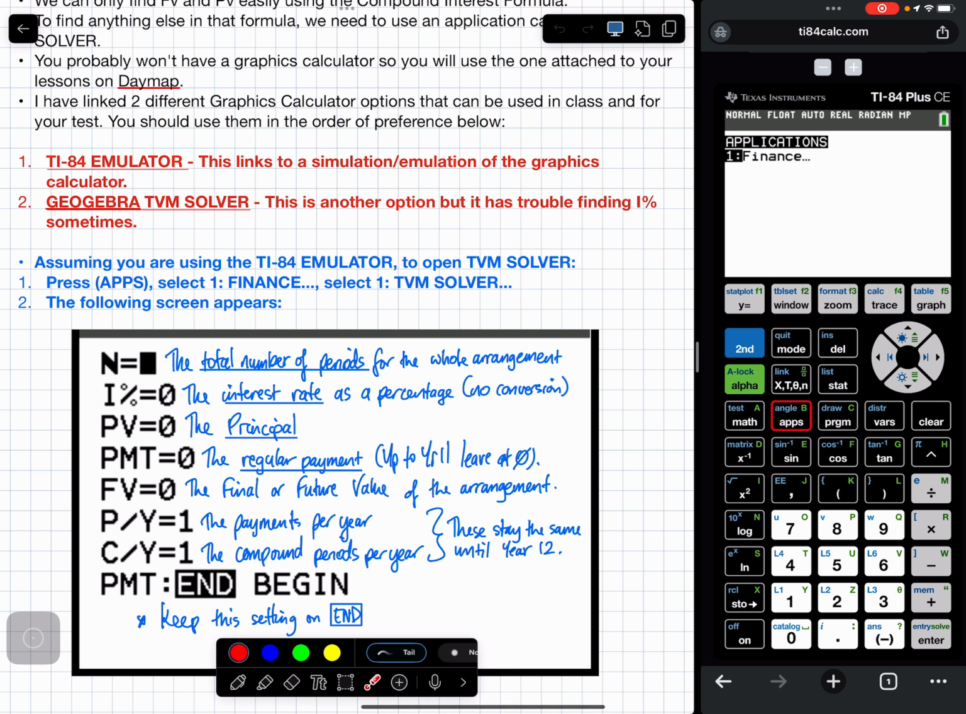Can you see a menu that says Finance? Press enter on that. Can you see a menu that says TVM Solver? Press enter on that. That is the app on the calculator that finds out everything about compound interest. And it's going to be much quicker than the formula I gave you. When you do your test, you're going to be allowed to have your device open, and you can have this calculator open and your device calculator.